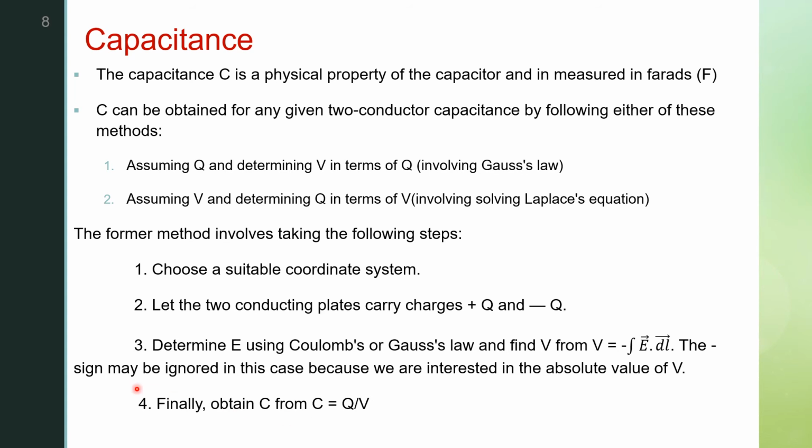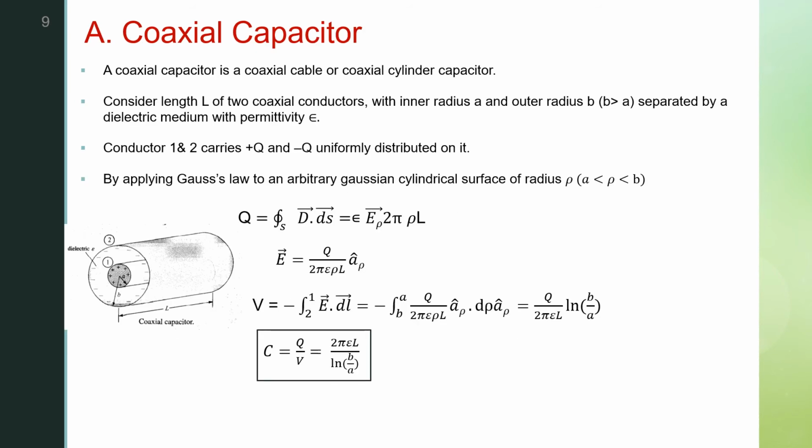Right from the start we assumed Q, so Q is known, and now we have determined V also. So we can easily find the capacitance of any given two conductors. Let's apply the method that we just learned to determine the capacitance of a coaxial capacitor and also the capacitance of a two-wire transmission line.